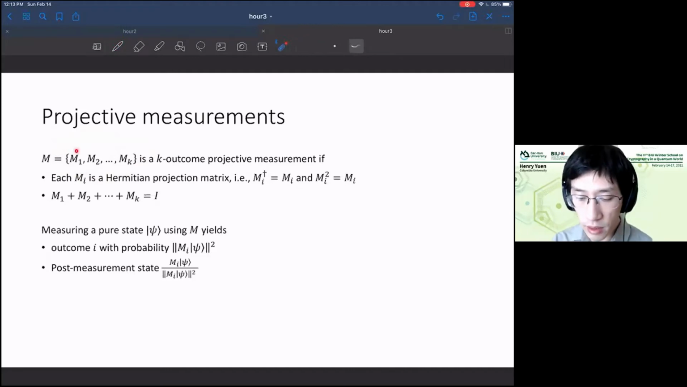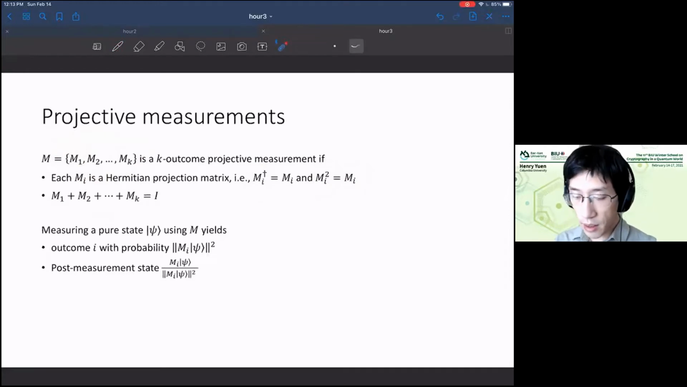If each of these matrices are projectors, meaning that they're Hermitian projectors, meaning that if you take their Hermitian transpose, you get the same matrix again. And if you square them, it's still the same matrix. So it's a projection matrix. And if you sum them all up, you get the identity.